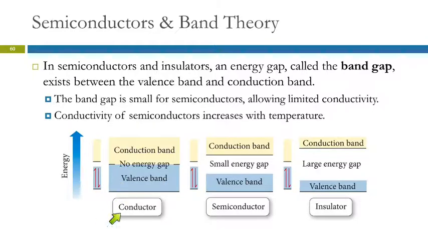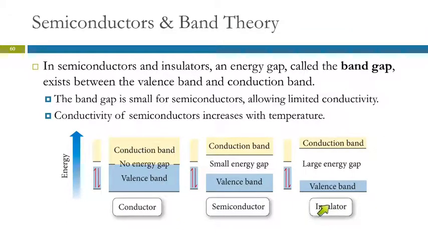So here we have an illustration of the bands in a conductor. Here's the valence band, the conduction band. There's no energy gap here. So an electron can easily just move up here. It doesn't require any extra energy. And now this is mostly empty, and so it can move around.